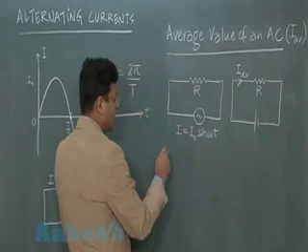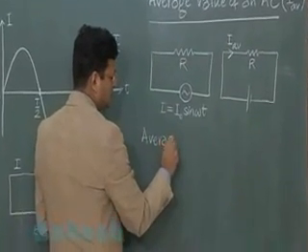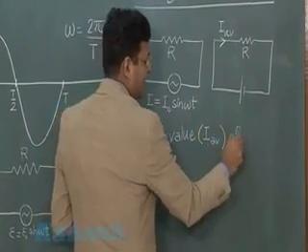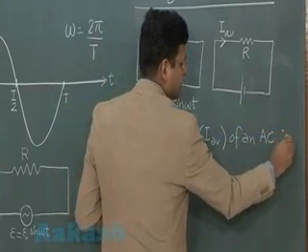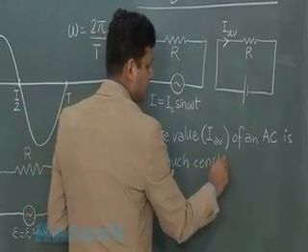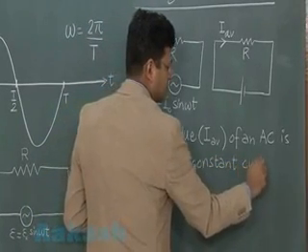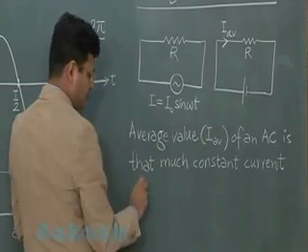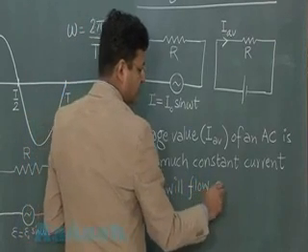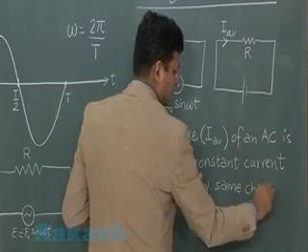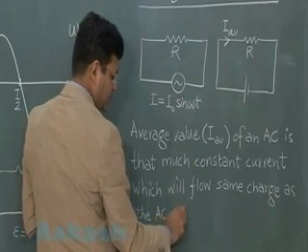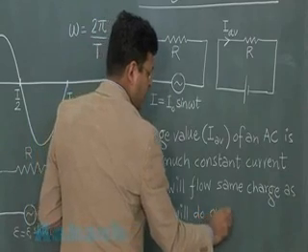So the definition is: average value I average of an AC is that much constant current which will flow the same charge as the AC will do over its half cycle.